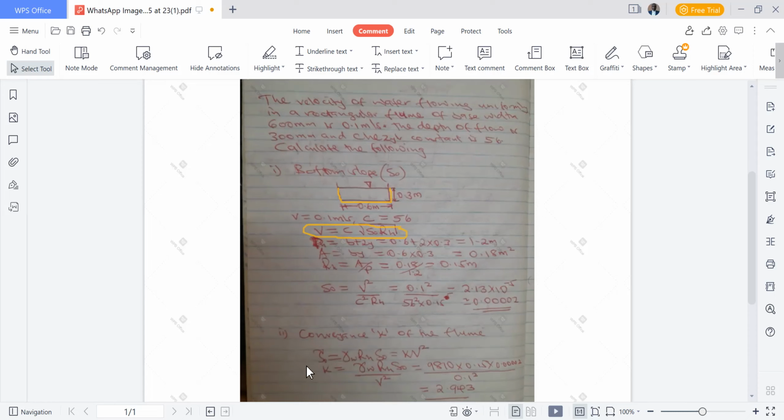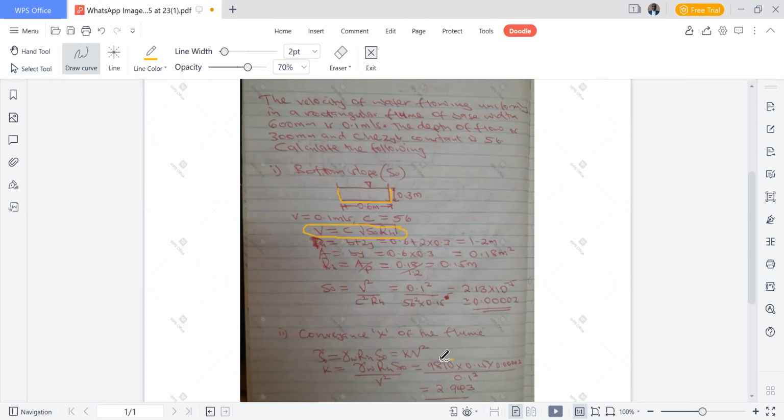Now, if I have to make K the subject, I will say K is unit weight of water times hydraulic radius times bottom slope divided by V squared. Now, unit weight of water, how do you calculate unit weight of water? Unit weight of water is equivalent to density of water multiplied by gravitational field strength. Density of water, normally assume it to be 1000 kilogram per cubic meter. Then the value of G is 9.81. So if I multiply 1000 times 9.81, I end up with 9810, which is the unit weight of water.